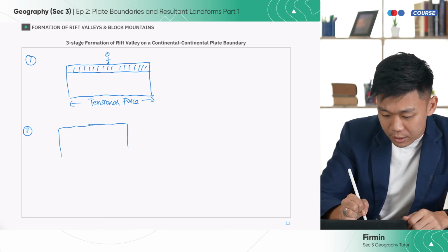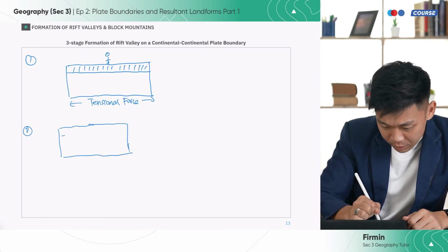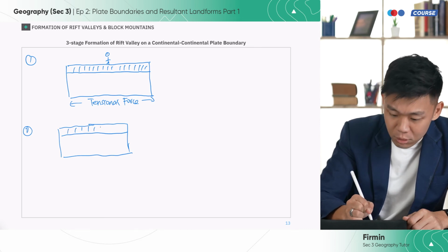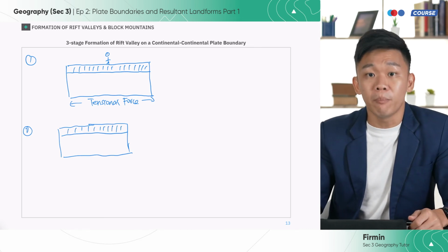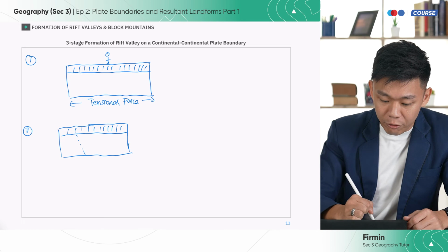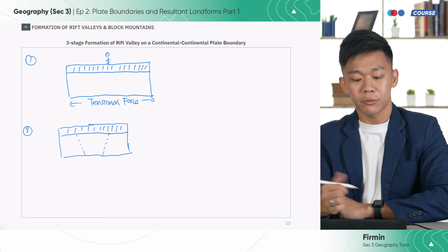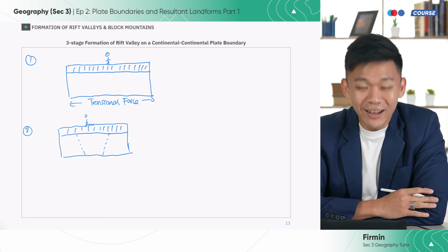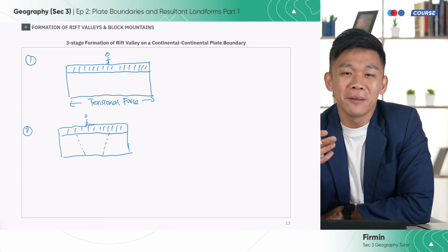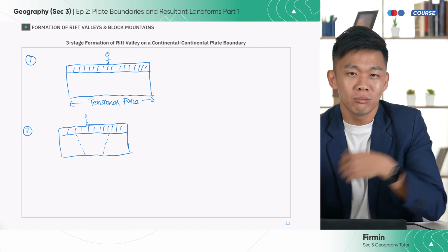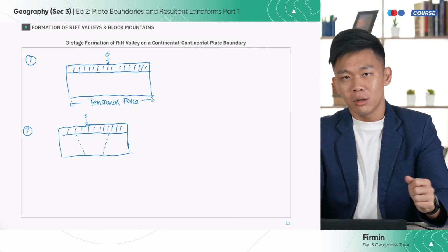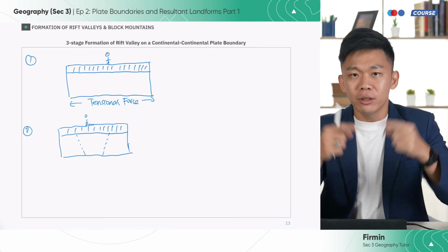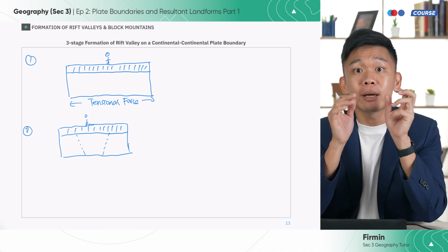With repeated pull, what will be formed? Cracks and fractures are formed, like that. So cracks and fractures are formed with repeated pull. Keep pulling it. Now, with continuous divergent movement, the cracks will get bigger.